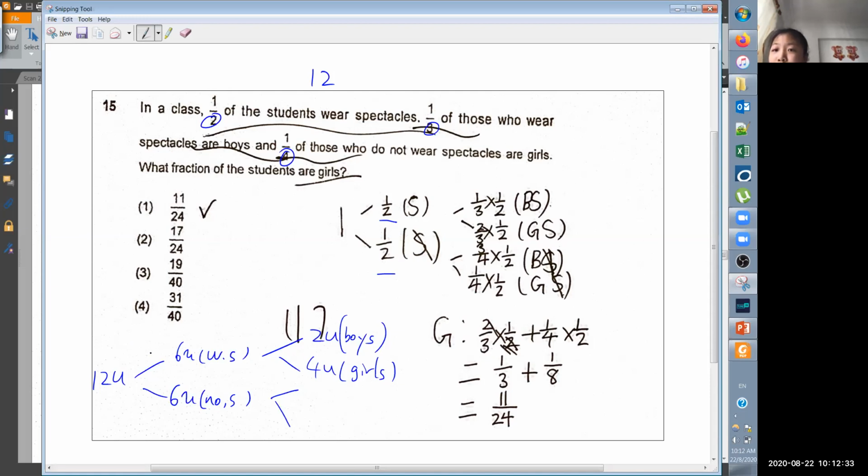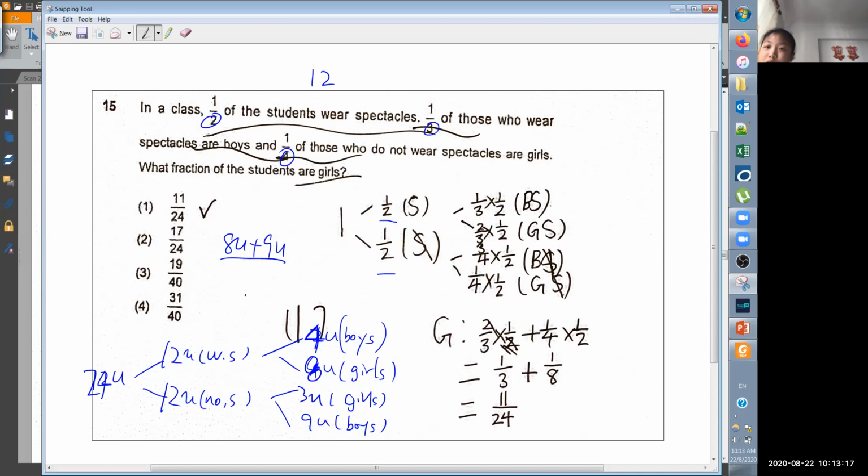I can actually use 24u, that is even better. So 24u, so you have 12u here, 12u here. I hope you know what I'm doing. Okay, good. So 12u, so 1/3 of them is 4u, then this will be 8u. And then 1/4 of those who do not wear specs, 1/4 of them is 3u girls. So 9u boys. So what fraction of the students are girls? It means girls is 8u plus 9u, right?